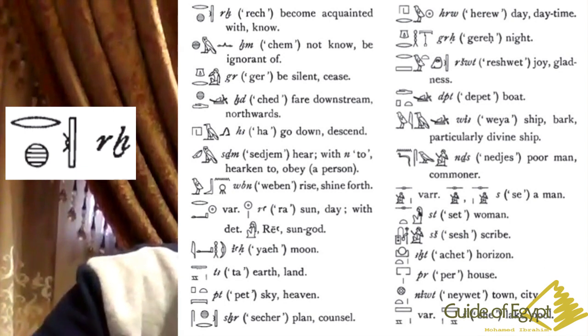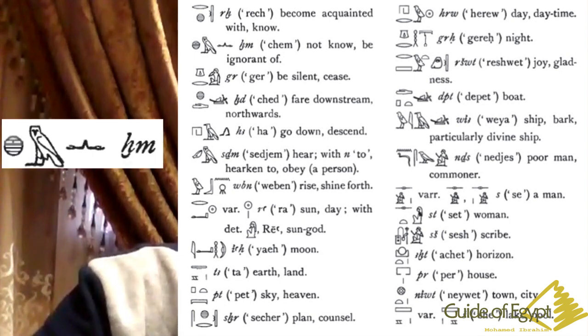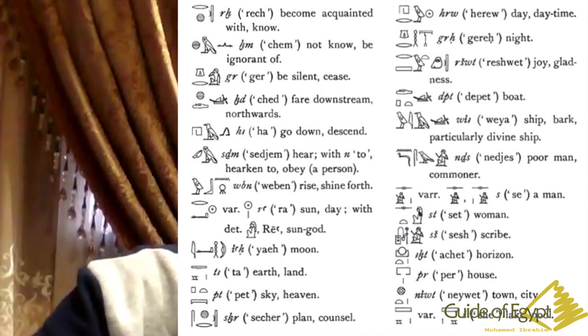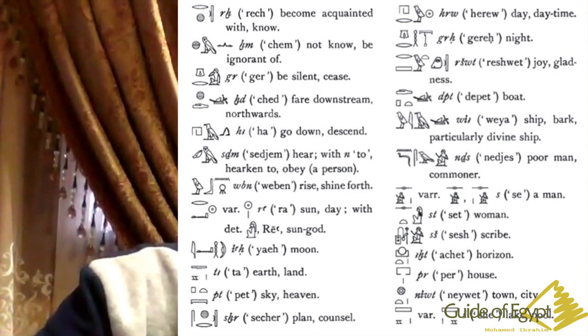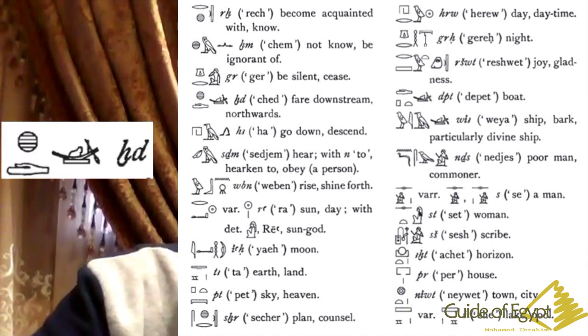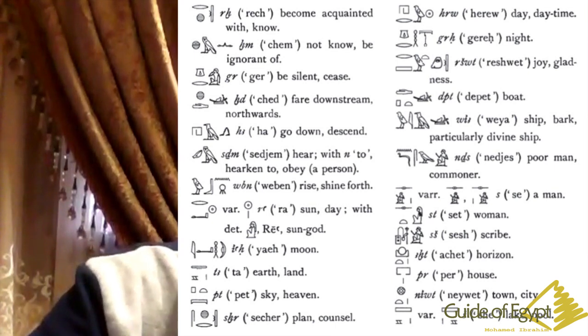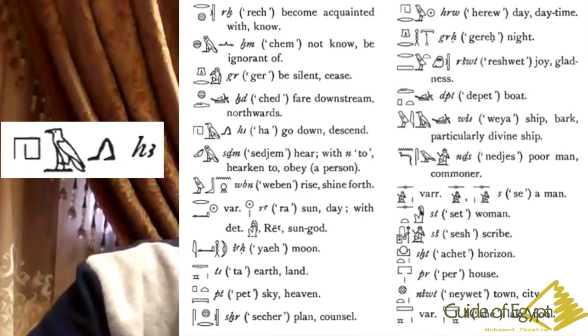So I have the word rekh. Rekh means to know. Khem, the opposite, not to know or to be ignorant of. Ger means to be silent, stop talking, maybe also to stop doing any sound or any noise. Khed, or as I said, khad, means to fare downstream or to sail downstream. And by the way, the word downstream in our Nile means north, not south, because our Nile flows from south to north. So when we say upstream, it is south. Downstream, it is north. Ha means go down or descend.